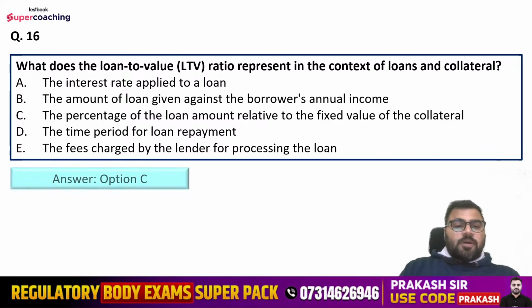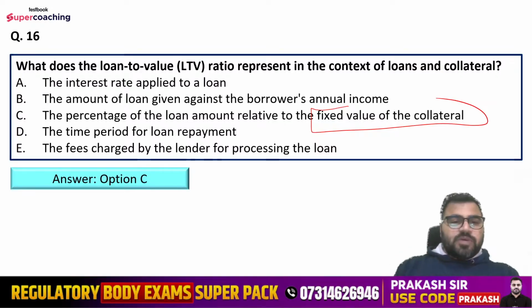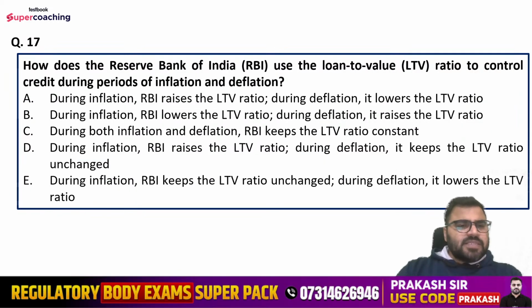So right answer is option number C, that is the percentage of the loan amount relative to the fixed value of the collateral. मतलब जो भी collateral रखी जा रही है उसके अगेंस्ट में how much loan will be disbursed, that is basically loan to value ratio.